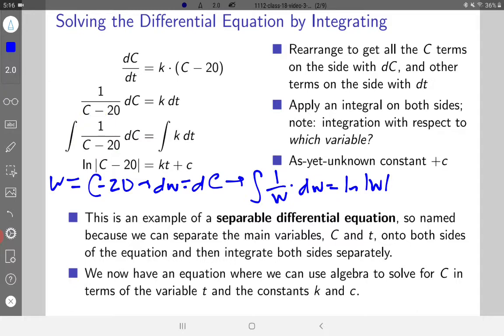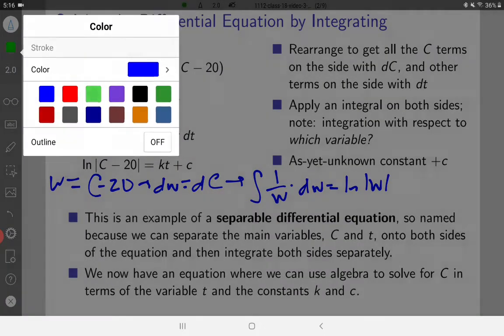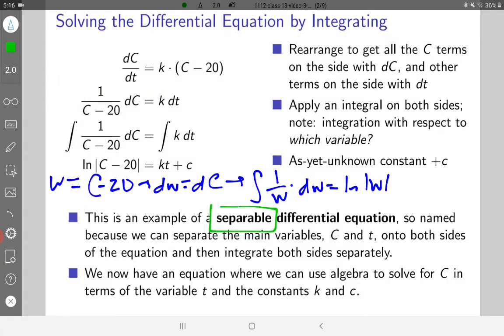So this is an example of a separable differential equation. Separable in the sense that I was able to separate the c onto one side and all the t's onto the other side. And it turns out that's kind of lucky in the grand scheme of differential equations. We were able to separate the two variables onto separate sides, so I was able to integrate both sides separately. Turns out that's really nice. Not all differential equations are separable. In fact, very few of them really are.